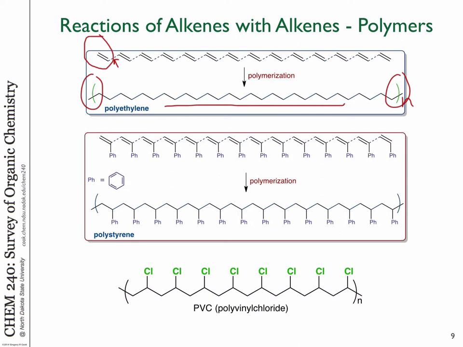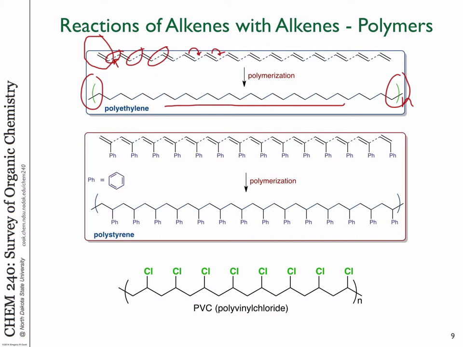Right? The pi bond has reacted to form the new carbon-carbon bonds between the monomer units, or the ethylene units. So the electrons basically flowed. Well, there's a one-electron process. I'll show you how this works in a minute. But essentially, those double bonds are now replaced by new single bonds.